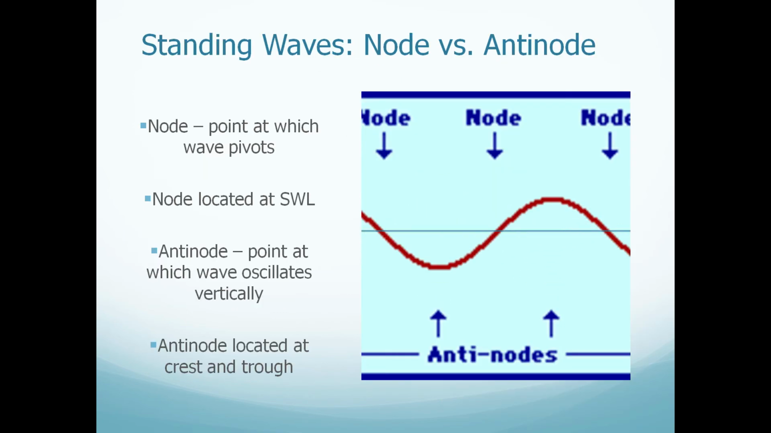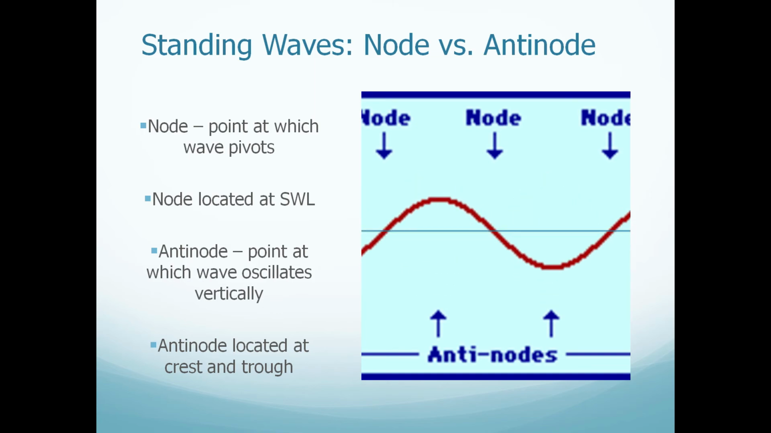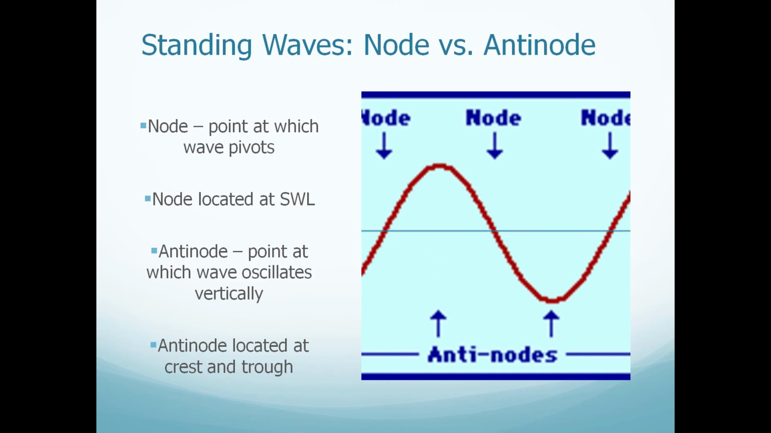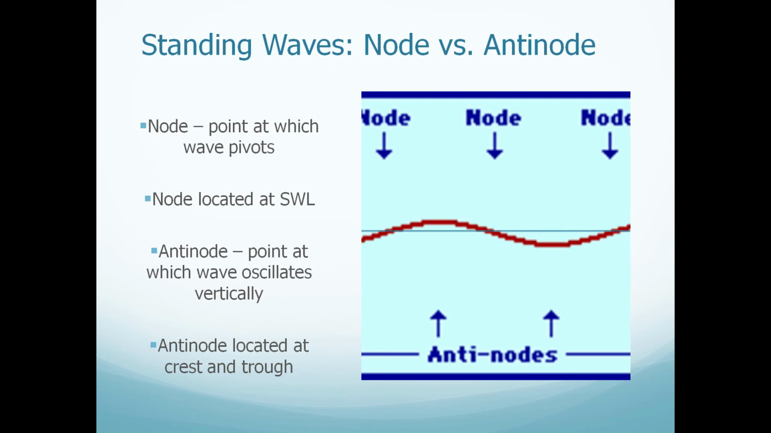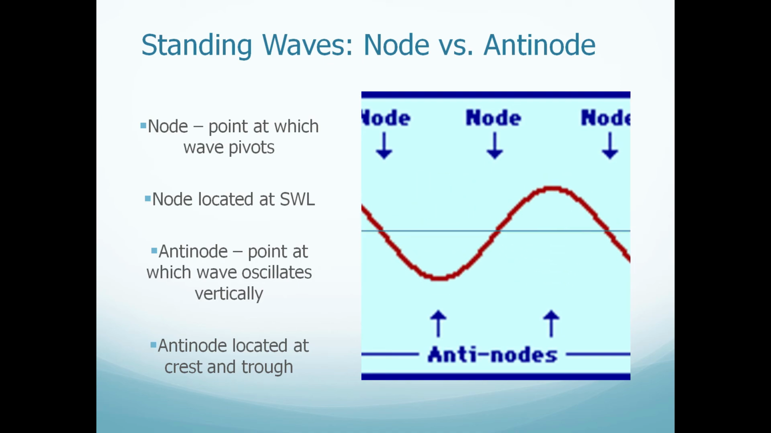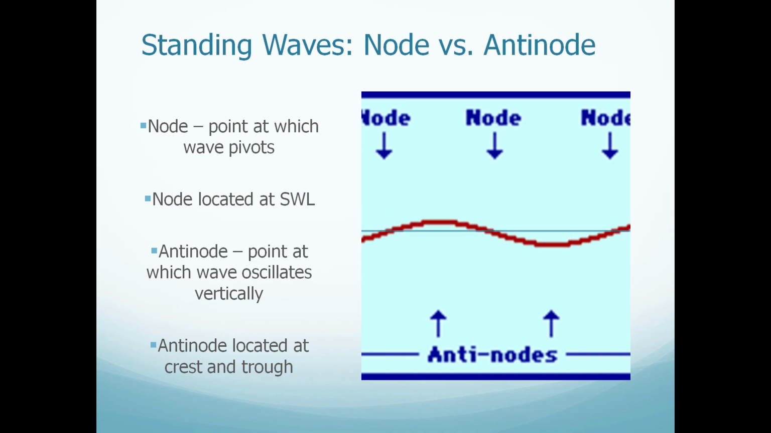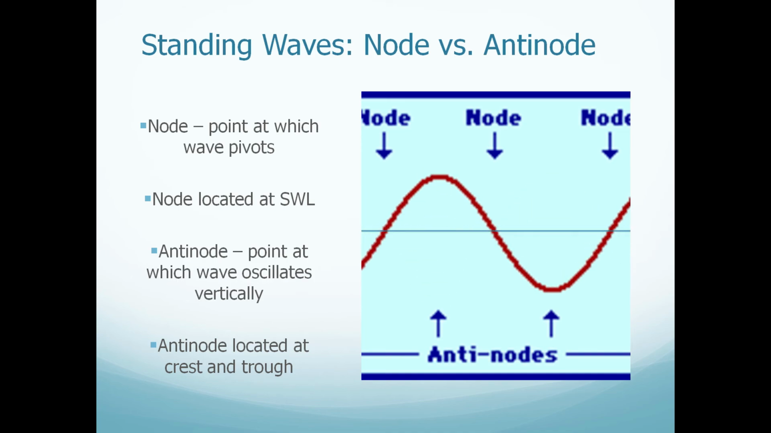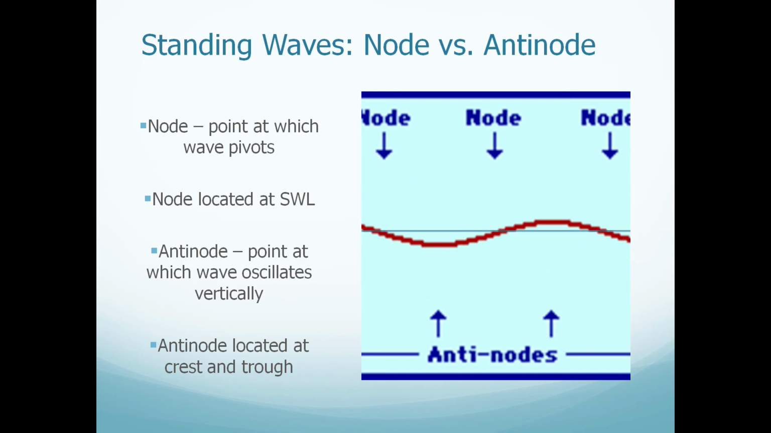This diagram demonstrates a standing wave. A node is the point at which a wave pivots. There is no movement. Nodes are located at the standing waterline. The antinode is a point at which the wave oscillates vertically. These are the points where the troughs become crests and vice versa.